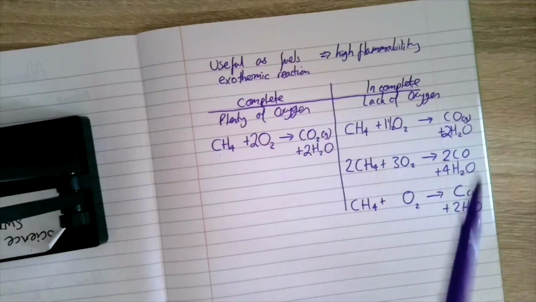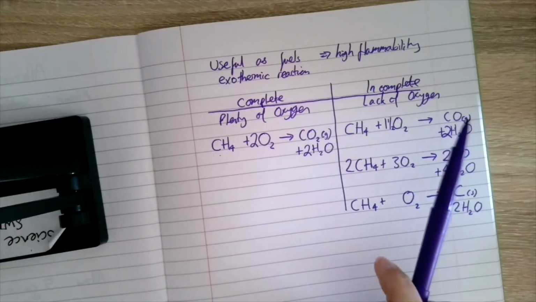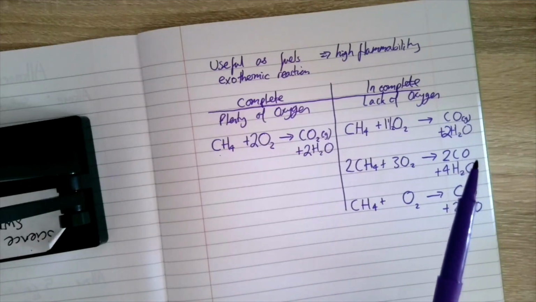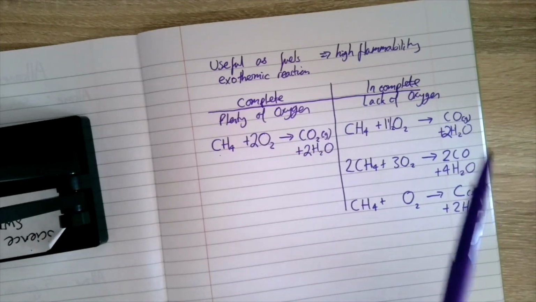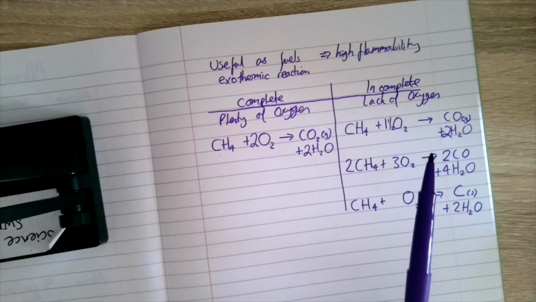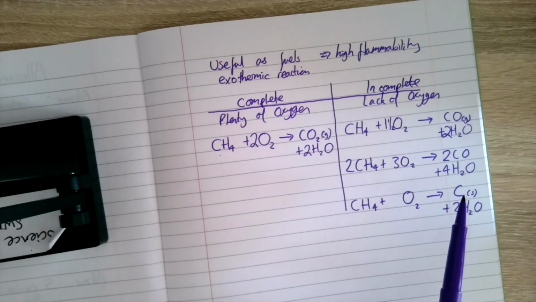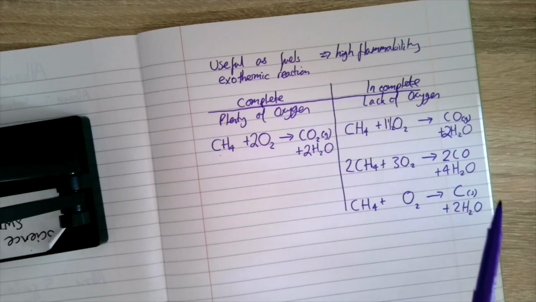Normally when they talk about incomplete combustion, it is carbon monoxide that they're referring to. Often they'll flag this by saying the gaseous product formed from incomplete combustion, but sometimes they might ask about a solid residue that's formed as a result of incomplete combustion, and that's your solid carbon, your soot.